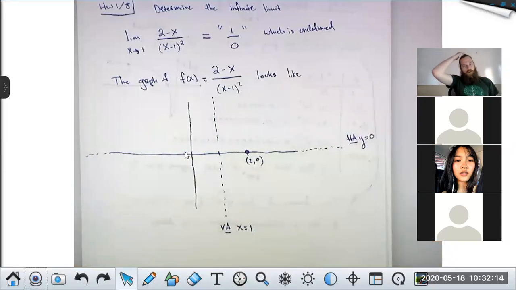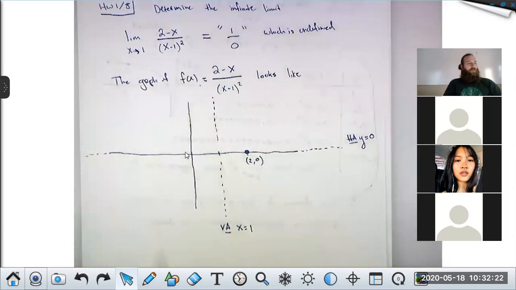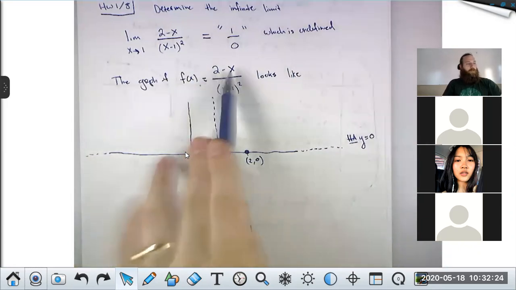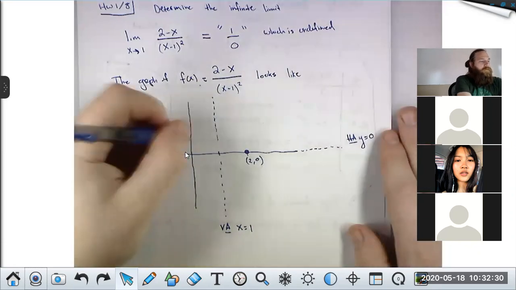And then to get any sort of feel for what the rest of this function is doing, I would need to plug in a few numbers. If I plug in 0, that will give me my y-intercept. So what happens if I plug in x equals 0? Well, then the top is 2 minus 0, and the bottom is negative 1 squared. That's 2 over 1. So that's 2.